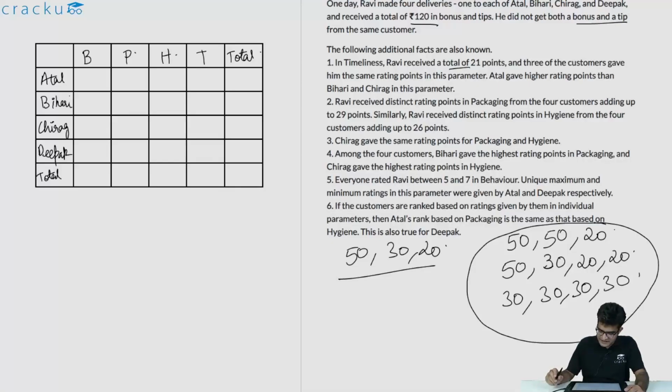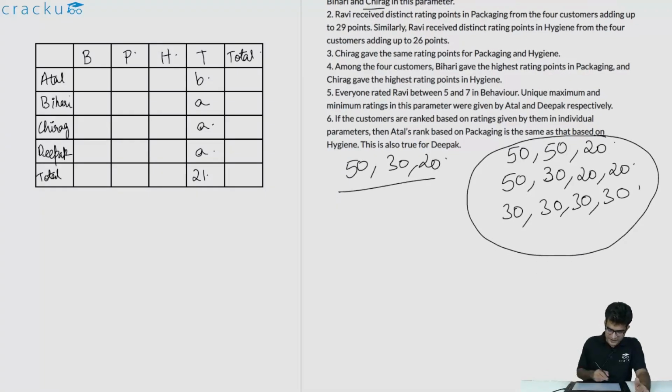In timeliness, Ravi received a total of 21 points. So in timeliness, the total is 21. 3 of the customers gave him the same rating and Atal gave a higher rating than Bihari and Chirag in this parameter. So this would imply that the 3 same ratings belong to Bihari, Chirag and Deepak. Atal was the only person who was different. So let us assume that Atal is B and Bihari, Chirag and Deepak are A. 3A plus B is equal to 21 and we also know that B is greater than A.